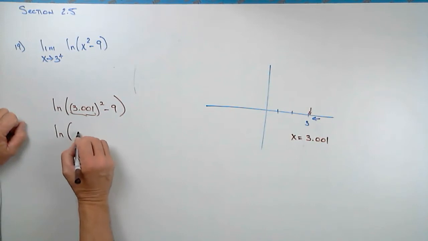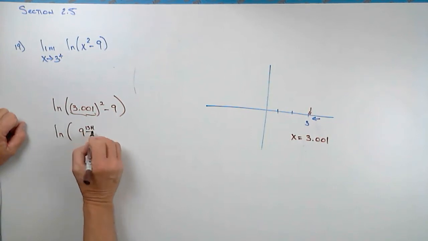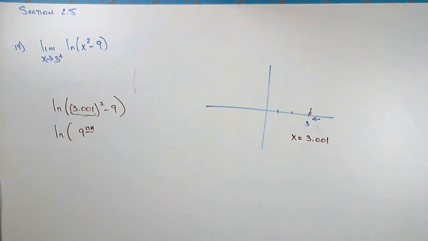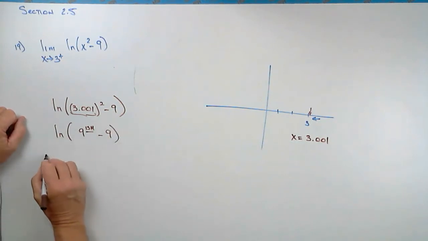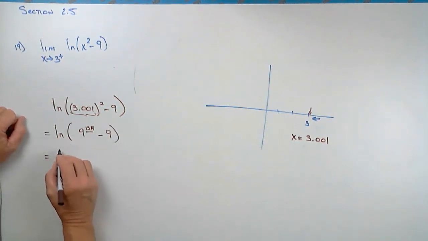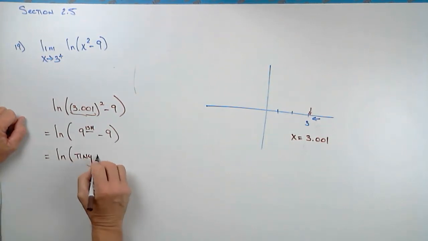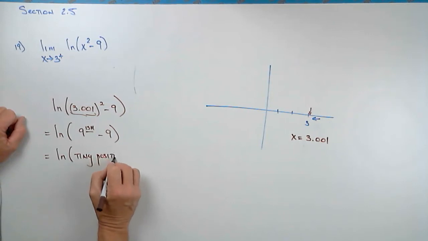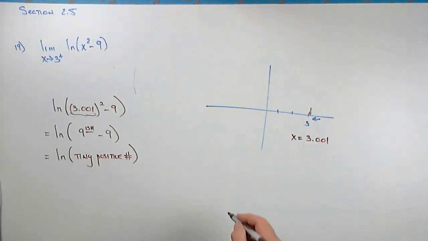It's going to be 9-ish. Right? It's going to be barely bigger than 9. When we square that number, we're going to get a number barely bigger than 9. Minus 9, this is going to equal the natural log of a tiny positive number.